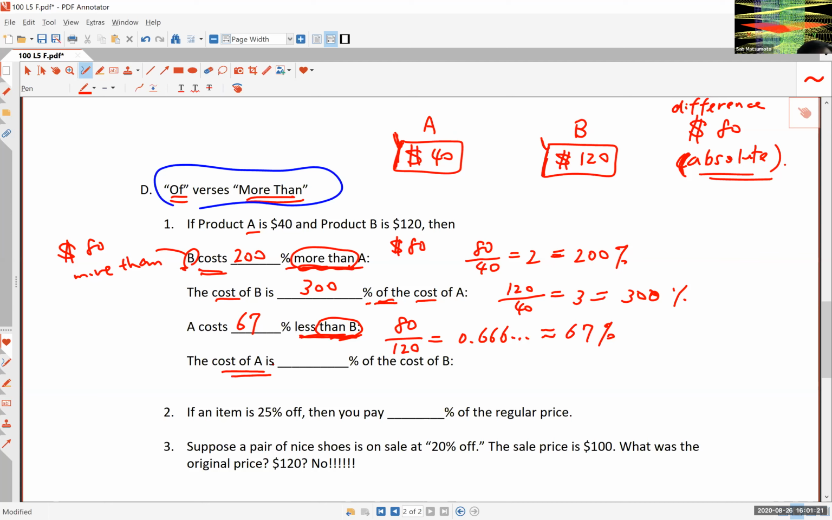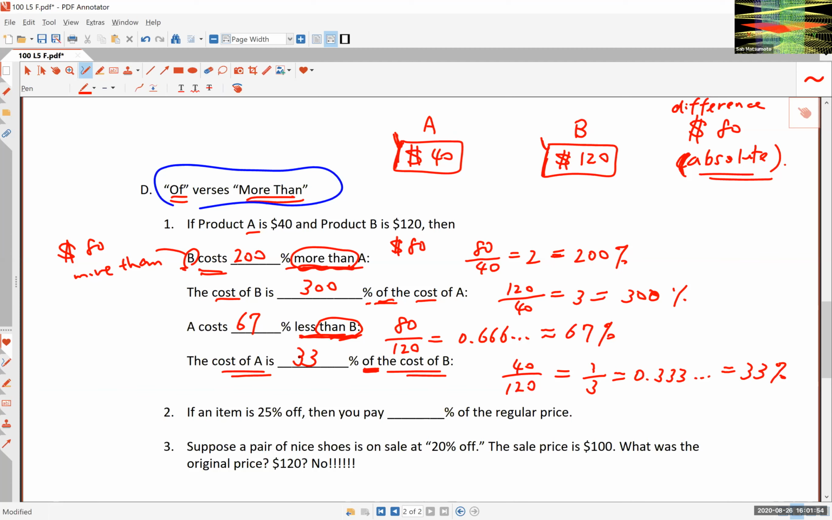Now, the cost of A is what percent of the cost of B? Now we are only comparing the cost or the prices, and so we are not going to use 80, which is the difference. The cost of A is 40. The cost of B is 120. Remember, this word of tells you that the cost of B is the reference, the denominator. 40 divided by 120 is 1/3, which is 0.3333, and that is roughly 33%.